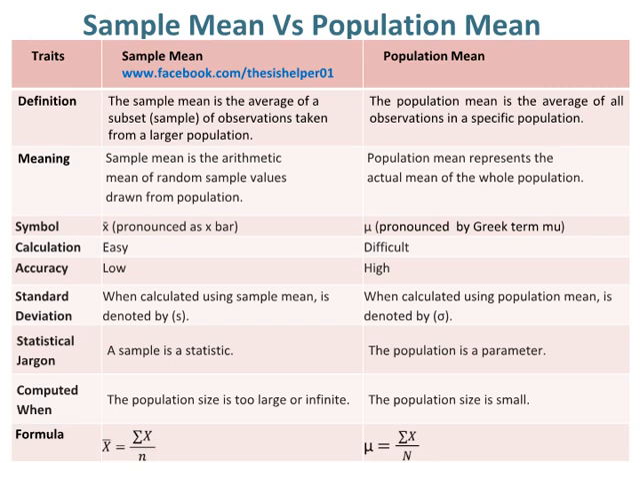Accuracy of sample mean is low, whereas accuracy of population mean is high. Standard deviation, when calculated using sample mean, is denoted by S, whereas standard deviation, when calculated using population mean, is denoted by sigma. A sample is a statistic, whereas the population is a parameter. Sample mean is computed when the population size is too large or infinite, whereas population mean is computed when the population size is small. Formulas of sample mean and population mean are given for comparison.